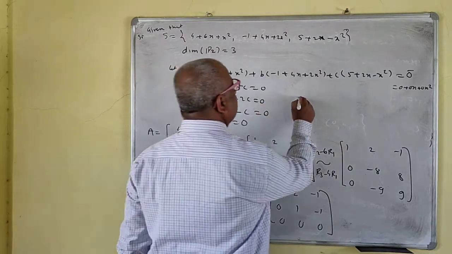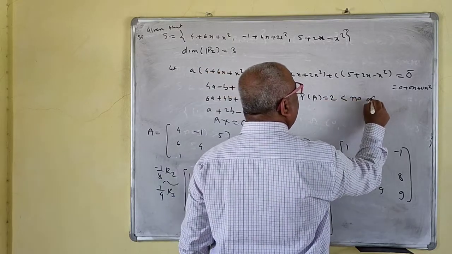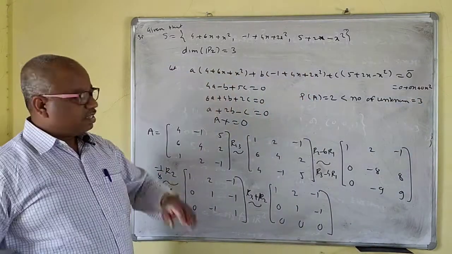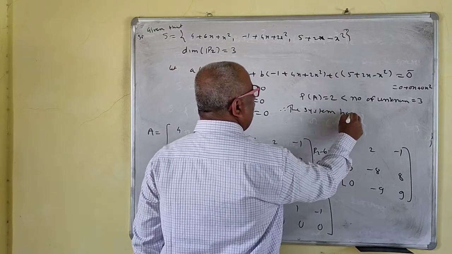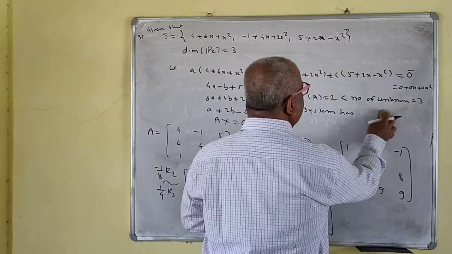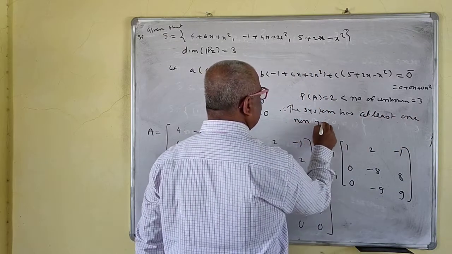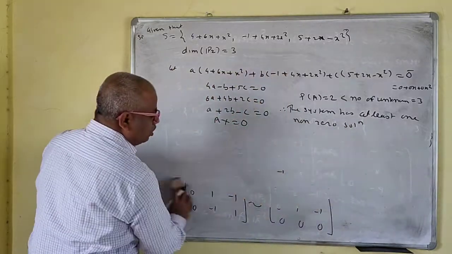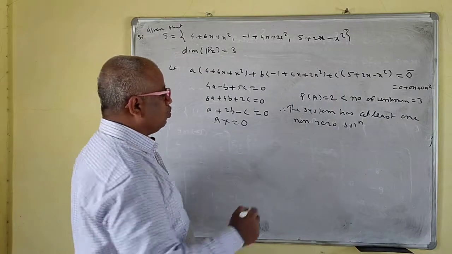Now what is the rank of A? Rank of A is equal to 2. This is less than the number of unknowns. The number of unknowns is 3: a, b, c. So therefore the system has at least one non-zero solution. If rank of A is equal to the number of unknowns, then the system has only the zero solution. But here rank of A is less than the number of unknowns, so the system has at least one non-zero solution.